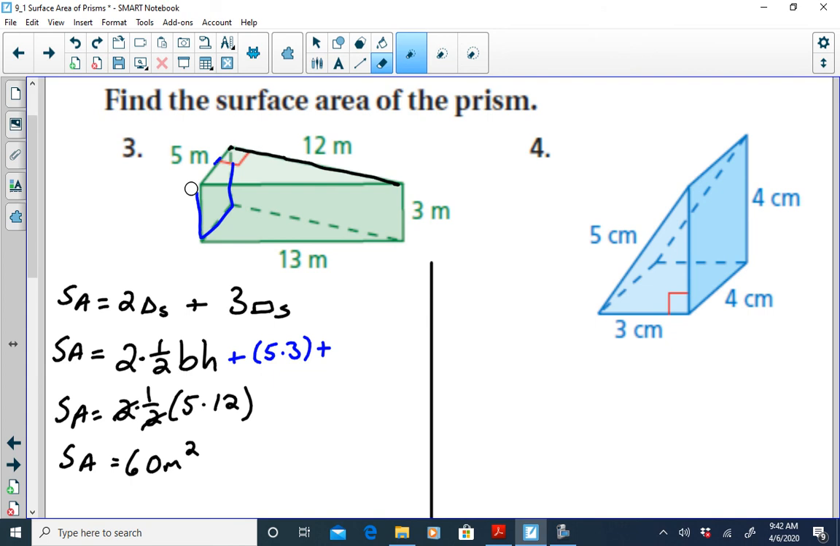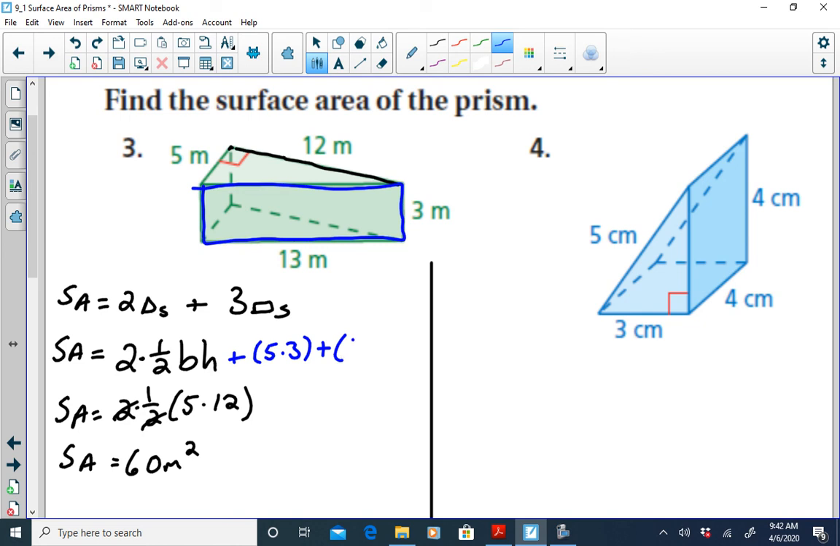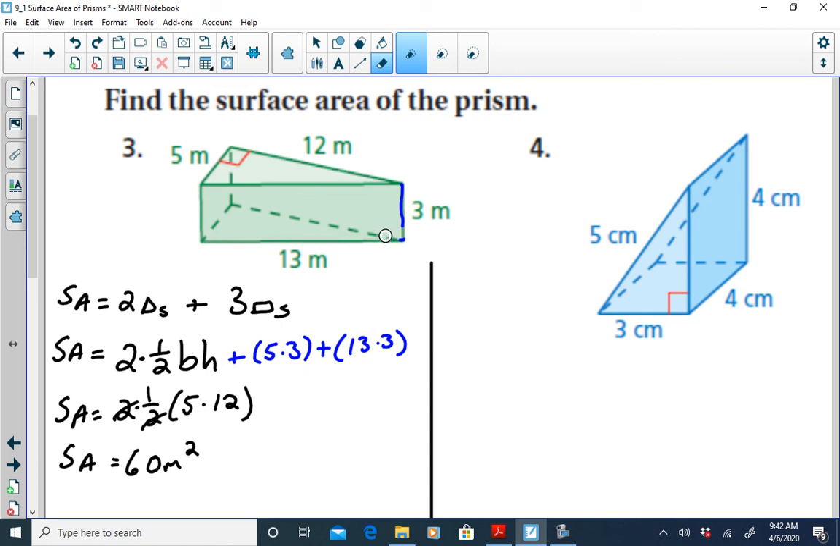All right, so I'm going to erase that so we could see it. What's my next rectangle? It's this rectangle here. What's the length and width of that rectangle? Well, that's 13 by 3. And then we have one more. Let's erase that so we can see it. And what's that last rectangle? That's this back rectangle here, and that is going to be 3 by 12.